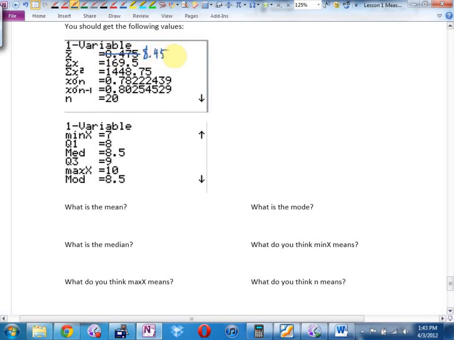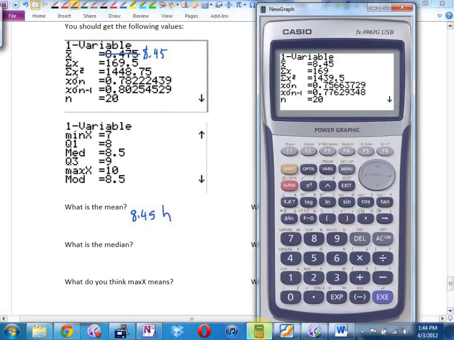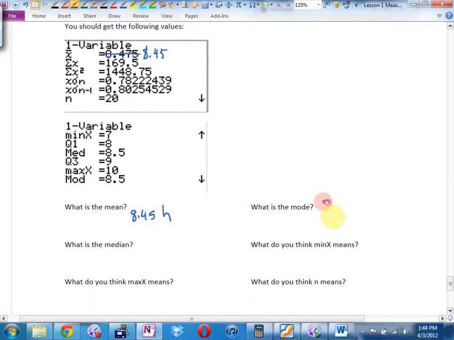8.45. What did X bar stand for? The mean, 8.45 hours. What's the mode? Well, on our graphing calculator, it was that right there. What's the mode? 8.5 hours. That was the most common number. The fact that the mean and the mode are very close together suggests to me that might be the best thing to use as average.